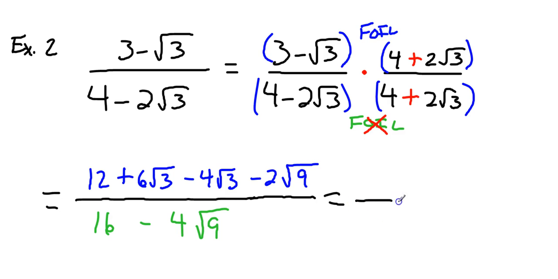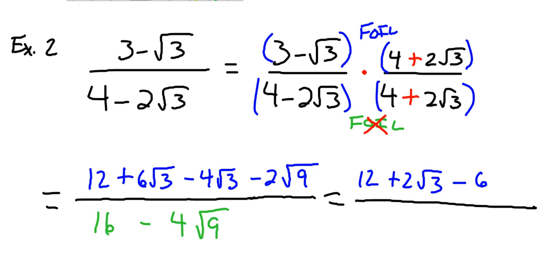Okay, so then start simplifying everything as much as you can. For this part, you have 12. You've got 6 square root of 3 minus 4 square root of 3, so that would be 2 square root of 3. And then because square root of 9 is 3, you've got 2 times 3 to make that a minus 6. On the bottom part, you've got 16 minus 4. When you square root 9, that would be 3.